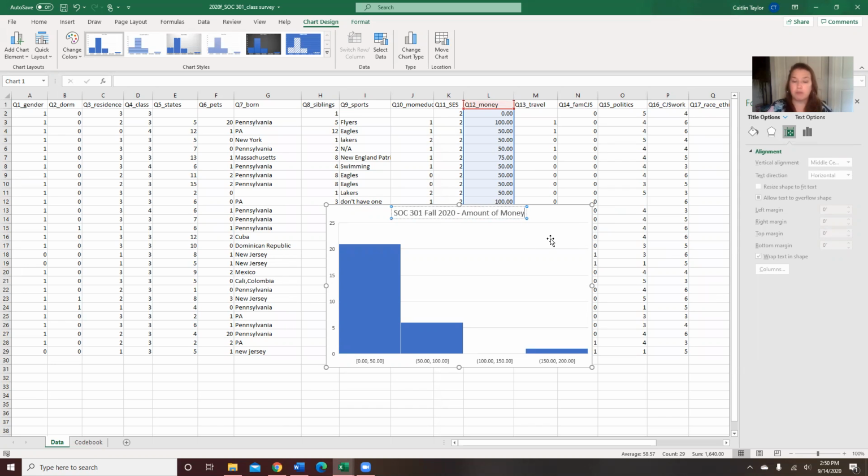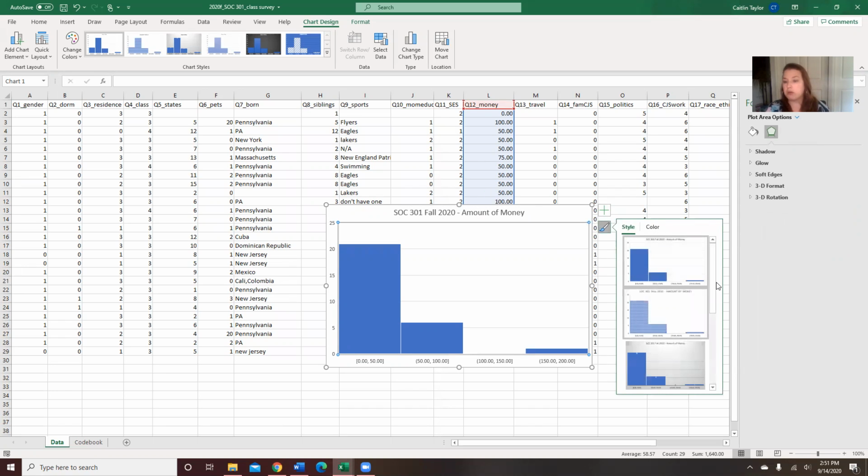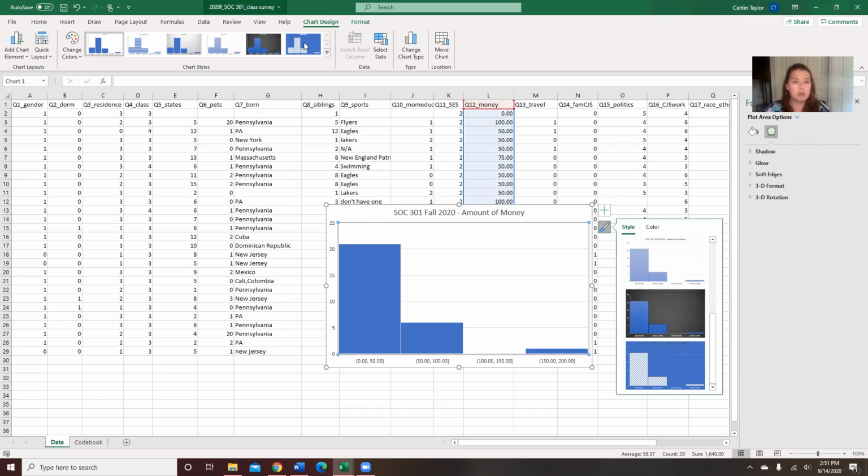And then to get fun and play around with the designs, you can click this paintbrush and explore some of these ones here, or they're also up here in the top toolbar under chart styles as well. So that's histogram.